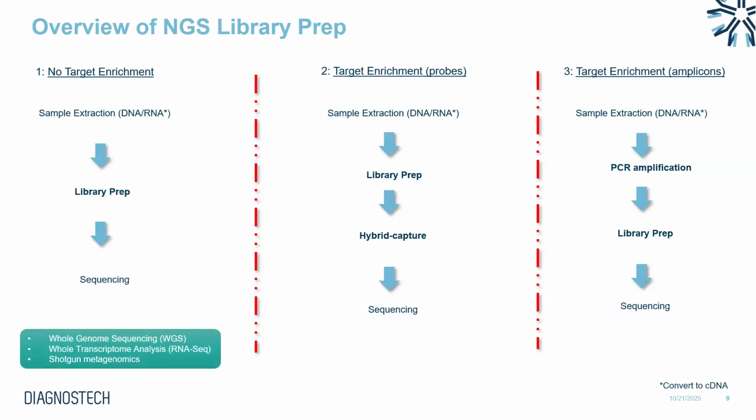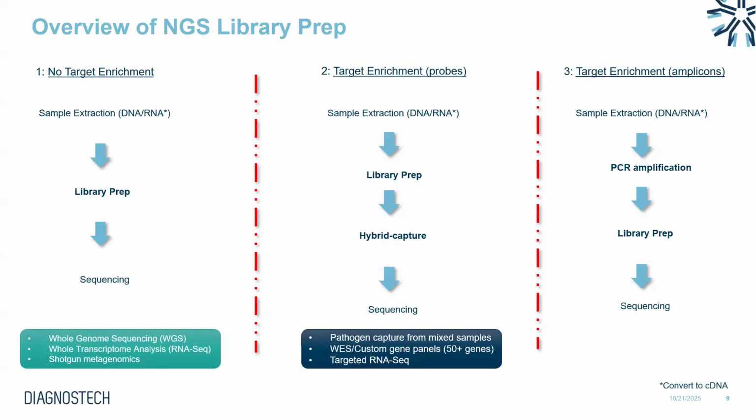So your no target enrichment can be used for whole genome sequencing, whole transcriptome analysis, and shotgun metagenomics. Some examples for hybrid capture include pathogen capture from mixed samples, whole exome sequencing, or custom gene panels, 50 plus genes, or targeted RNA-seq. And then for amplicon target enrichment, some examples include 16S RNA sequencing, TCR-BCR sequencing, or viral sequencing.